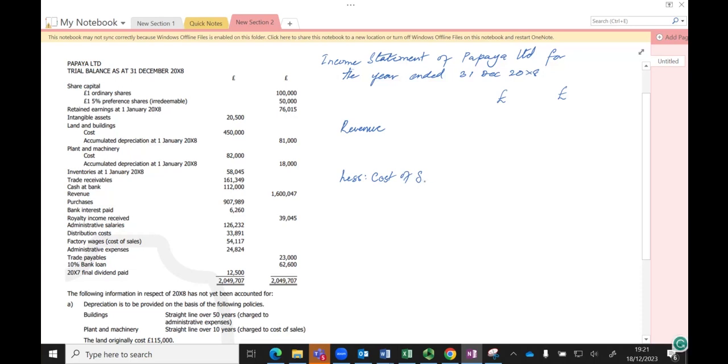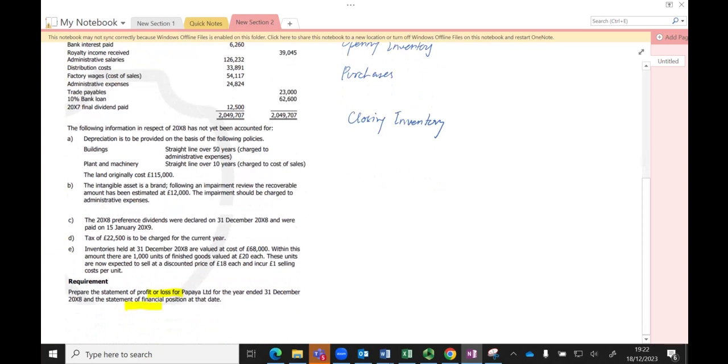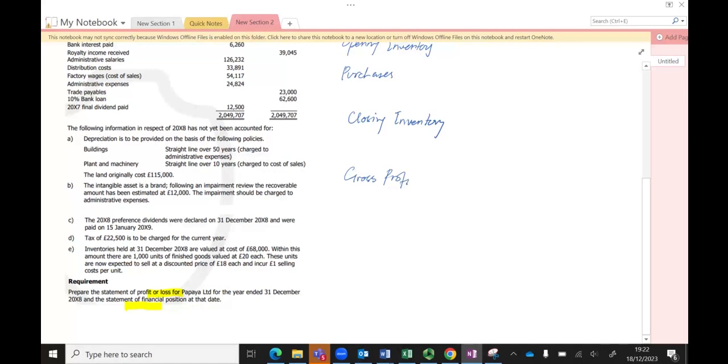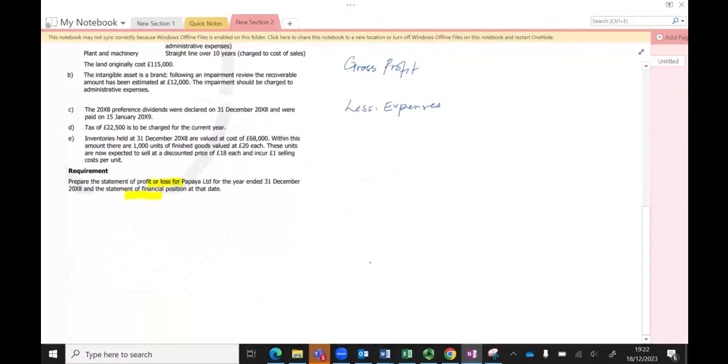Cost of sales: opening inventory, purchases, closing inventory, and then gross profit, then less expenses, and then income taxation and profit after tax or net profit.